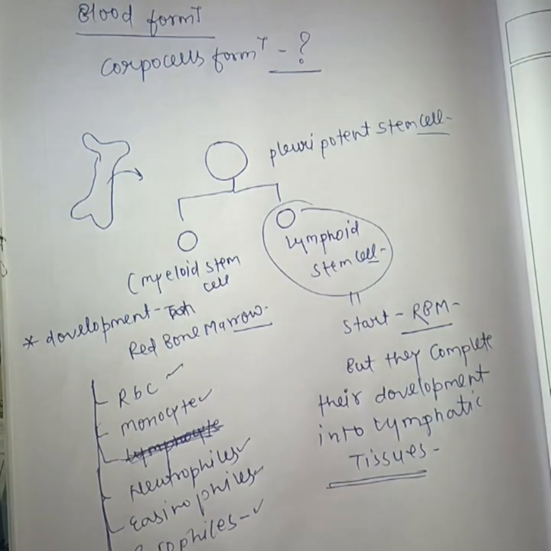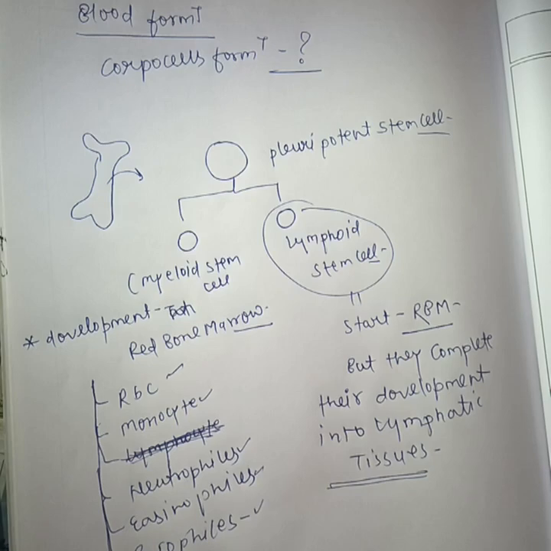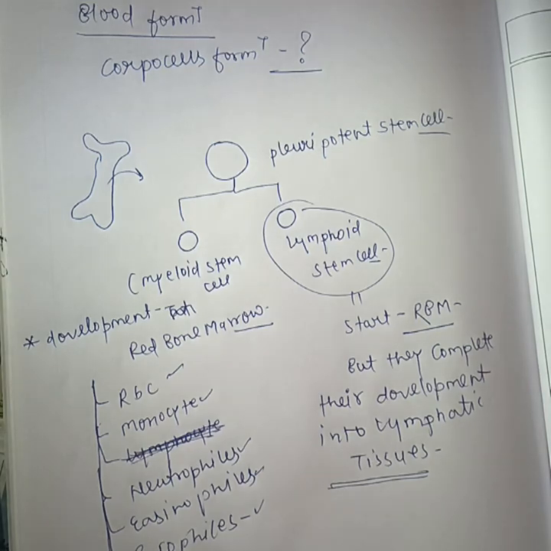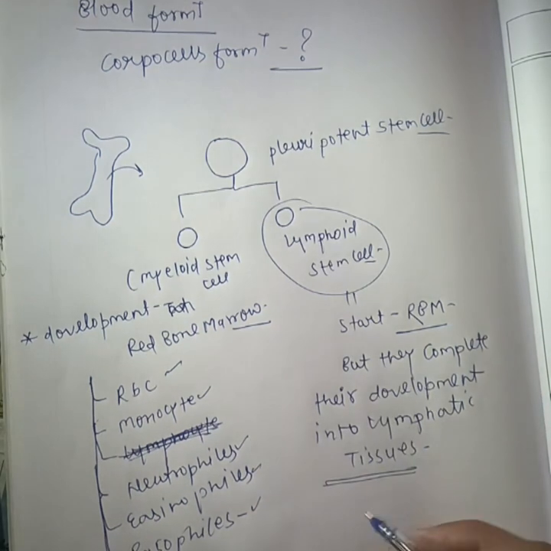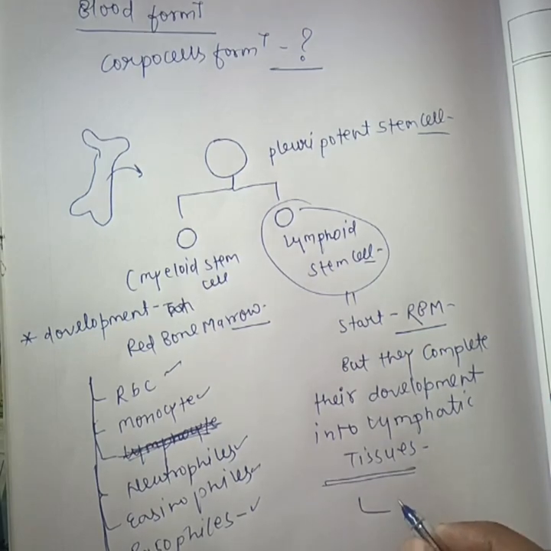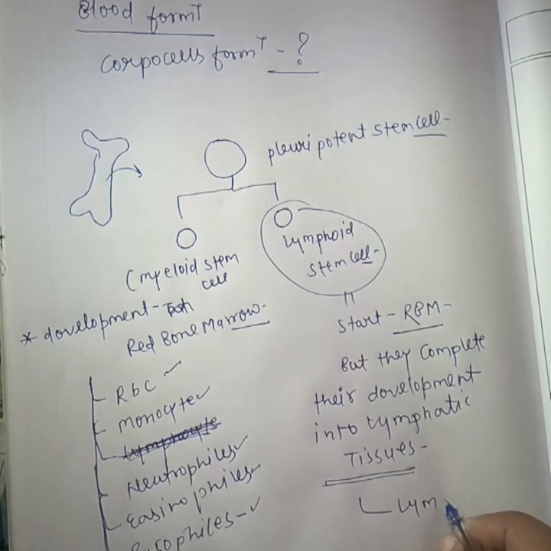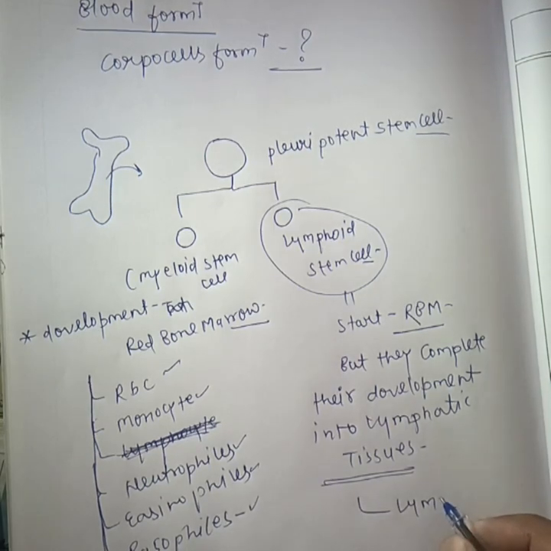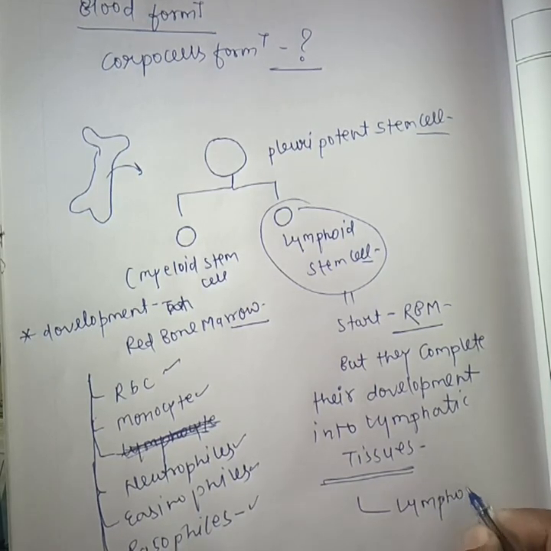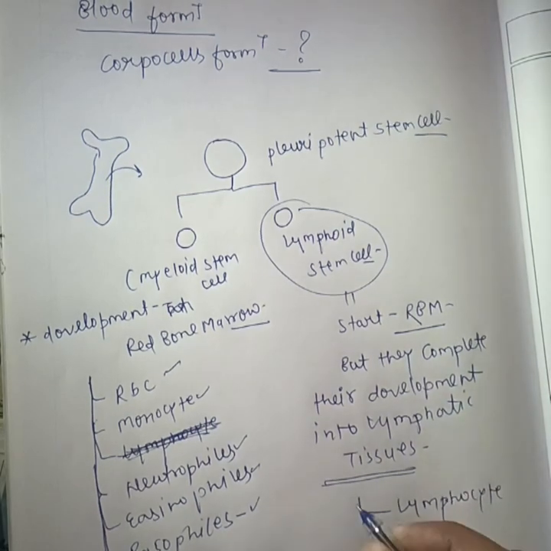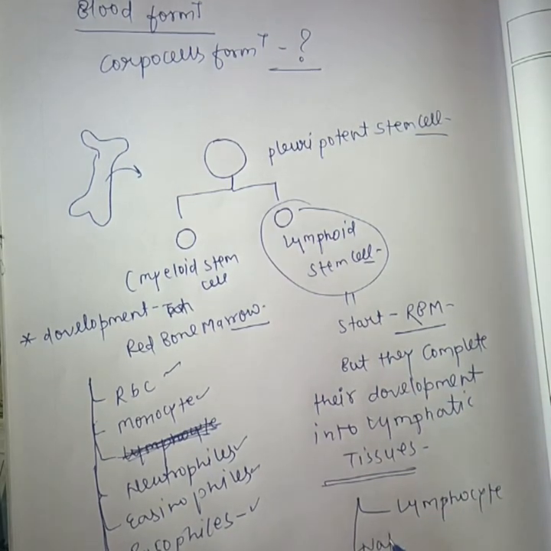First they start their development in the red bone marrow, but in the middle of the stage of development, they move into the lymphatic tissues, and there they complete their development. After the development, they produce lymphocytes and natural killer cells.